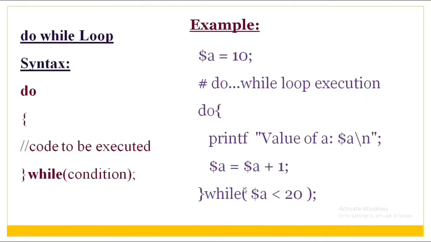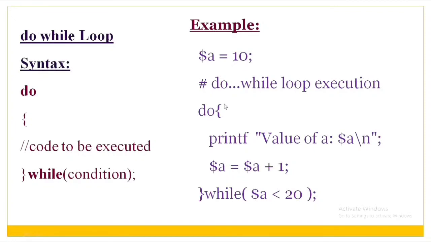Next, do while loop. Unlike for and while loop, the do while loop checks its condition at the bottom of the loop. So do while loop will execute at least once. Okay. If you look at the syntax, do, open, code to be executed, close the do and while condition. This is the example. A value is 10.